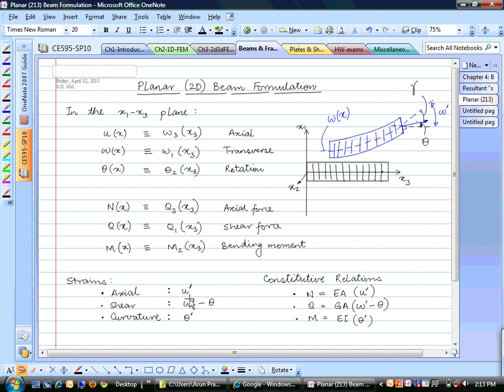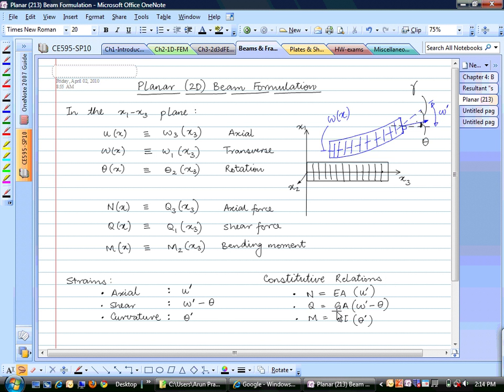And then once you have these strain measures, all you need is some constitutive relationships. Those constitutive relationships are that axial force N is Young's modulus times area of cross section times U prime. So this is the exact same thing that we had before. Stress is equal to Cu prime if A is 1 or A is constant, right?